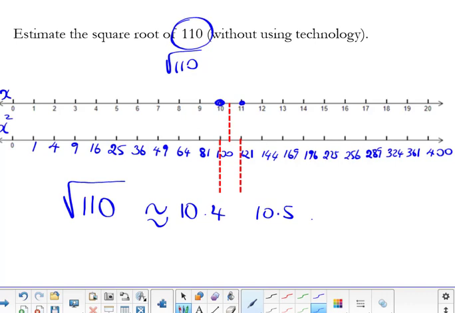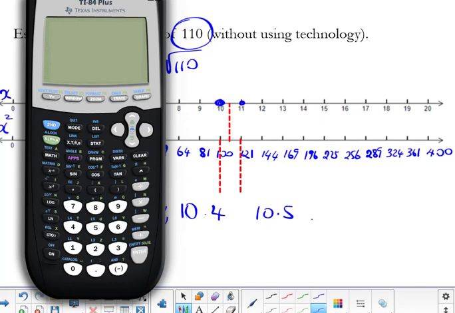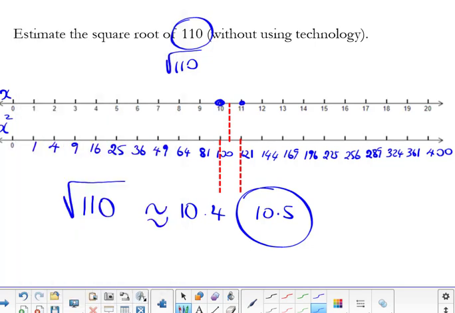Now, we can check it out on our calculator to see what it is precisely, to see how good our estimation was. So I've got the square root of 110, and that's equal to 10.488. All right, so it's closest to around about 10.5. So using this method here, with having one number line with our whole numbers and then the squares underneath, we can get estimations for where a square root approximately is going to be.